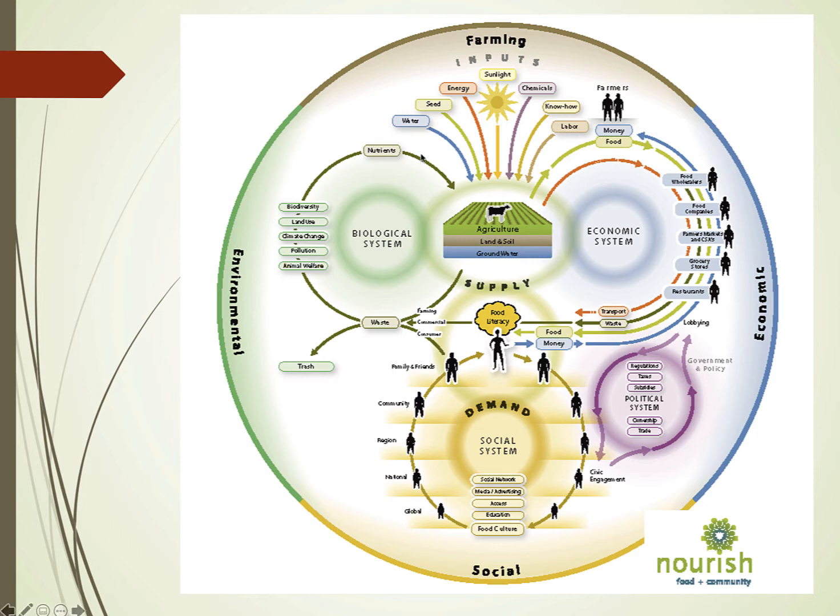To grow food, you've got nutrients, water, seed, energy, and sunlight, chemicals potentially, the know-how, labor.